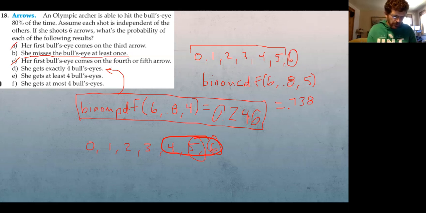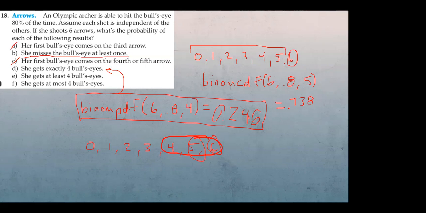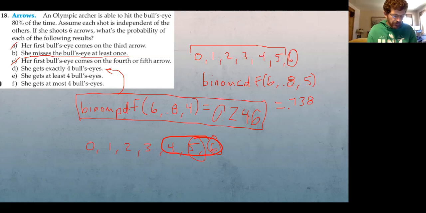You could do this 2 ways. So you could get the binomial PDF of each one of these and add it up. Or what's another thing you could do? Binomial CDF. Binomial CDF of what? So I'll just set it up 6 trials, 0.8, but what are we going to go up to?